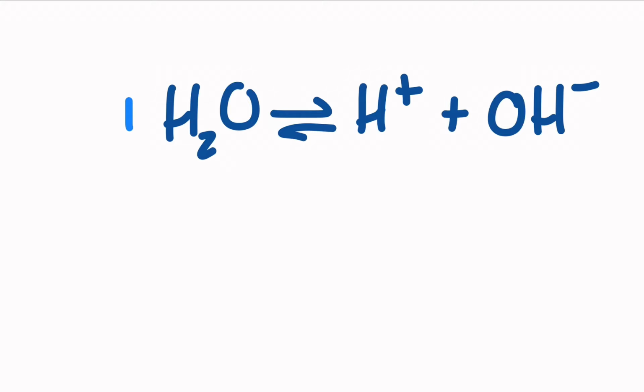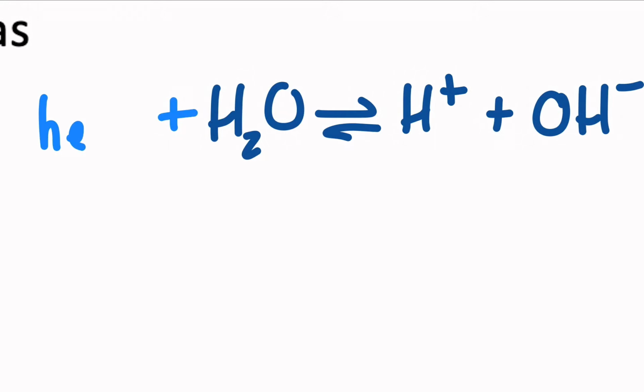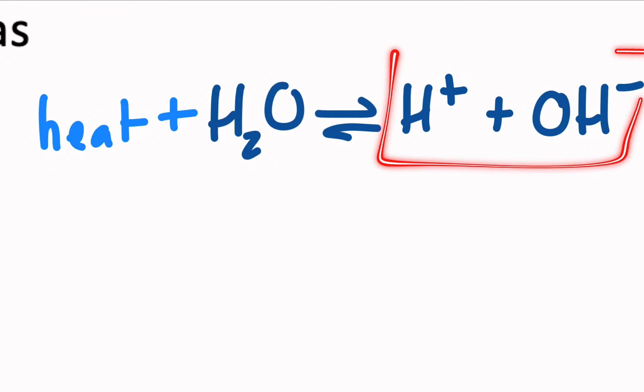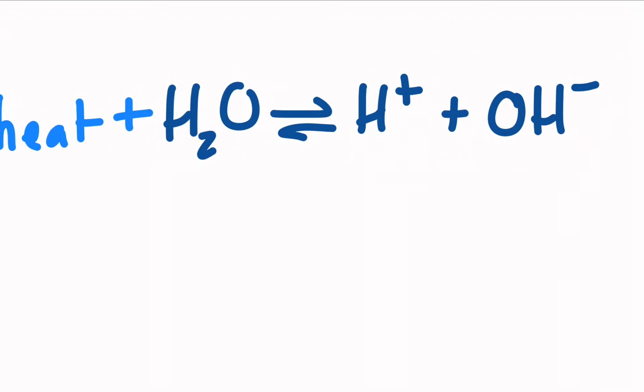This is an endothermic process. That means heat is a product. As you heat up water, it ionizes more. You get more dissociation of the ions in hot water compared to cold water. If you just picture this, here's a beaker of cold water.